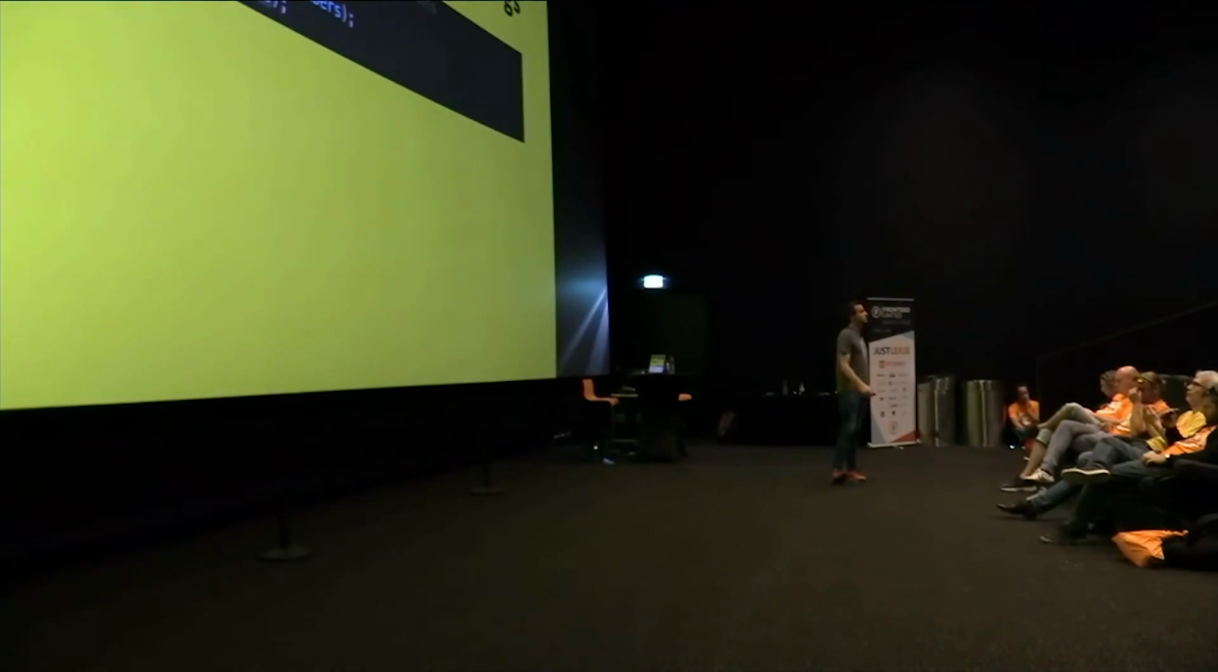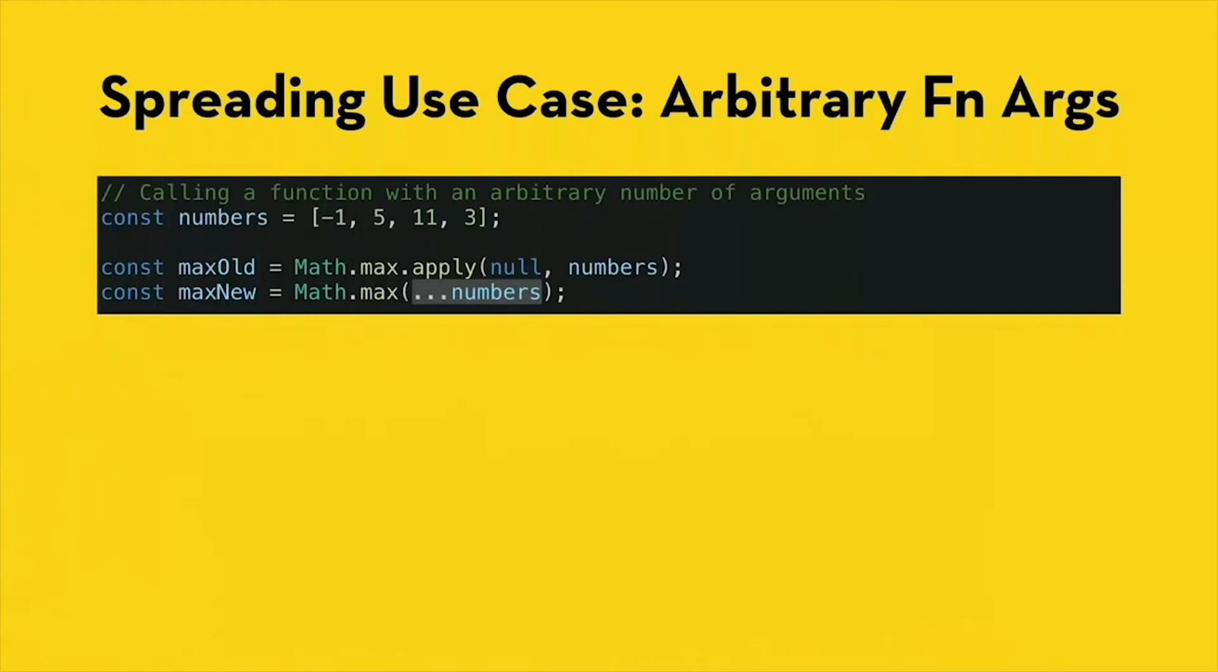Because you can use it to call functions that have an arbitrary number of arguments, like Math.max. You can inject 1 argument into that, 2, 3, 4, 5, whatever. In the old way, you had to do this kind of thing, Math.max.apply, and then null, because there's no real this in that kind of thing, and then the numbers. Or you could just, with the new syntax, spread them.